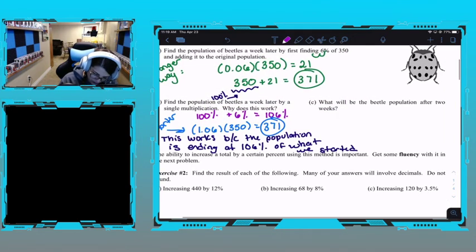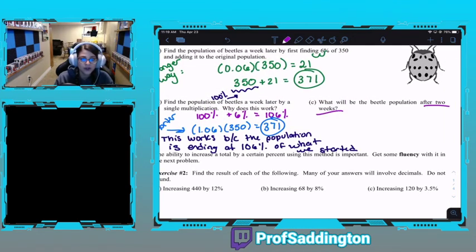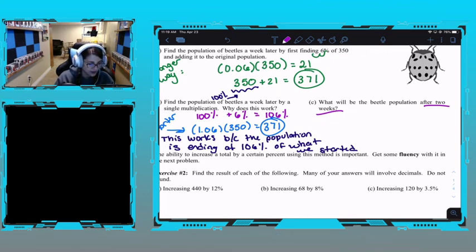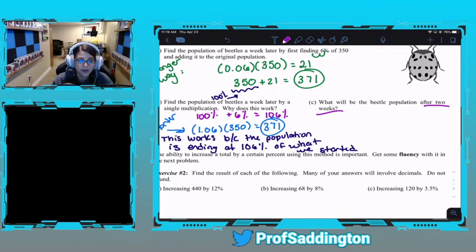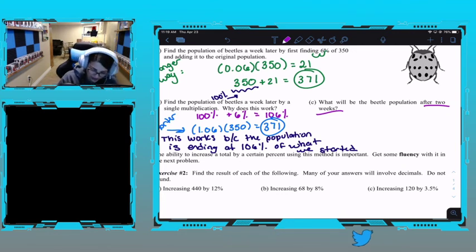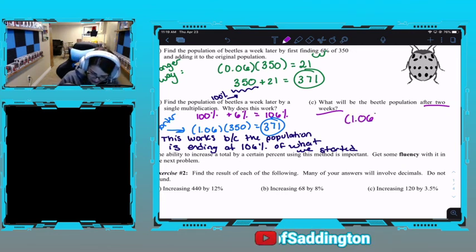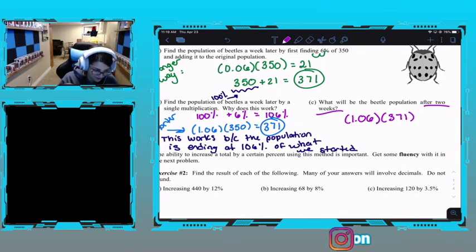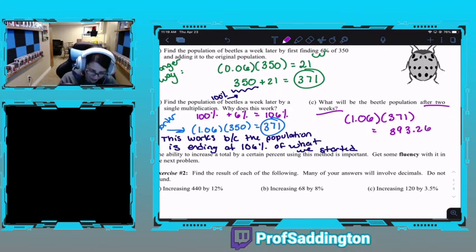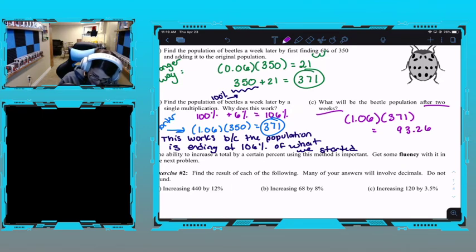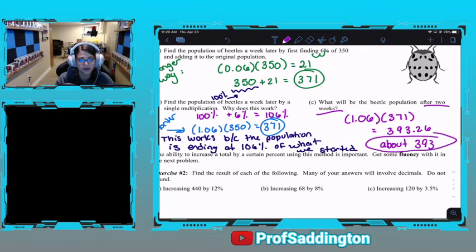All right, so it says, what will be the population after 2 weeks? Well, if it's 6% each week, we just have to do that 106% again, but of the new number. So we're going to take our 1.06 and we're going to multiply it by the previous week's answer. And we get 393.26, but I can't have part of a beetle. That's not possible. So we're going to say about 393. So we just have to do that twice.